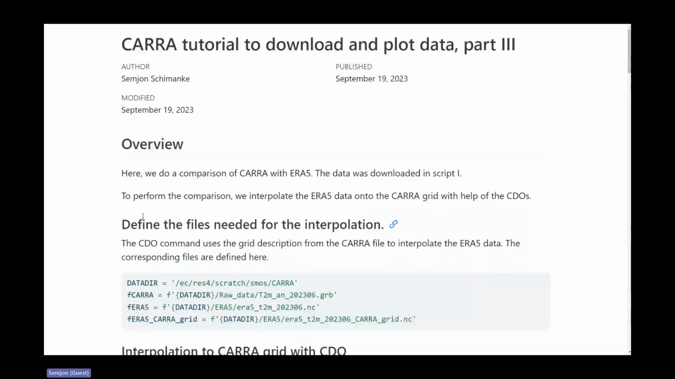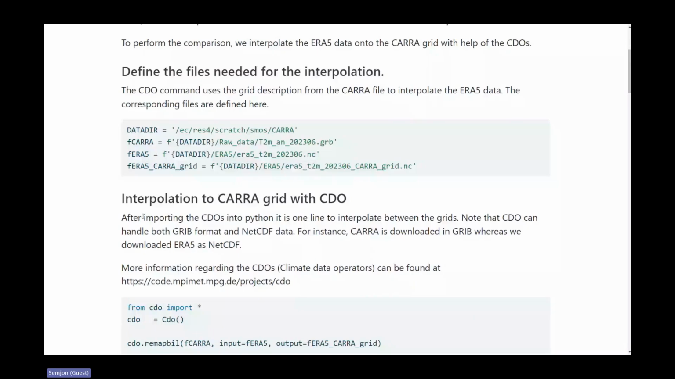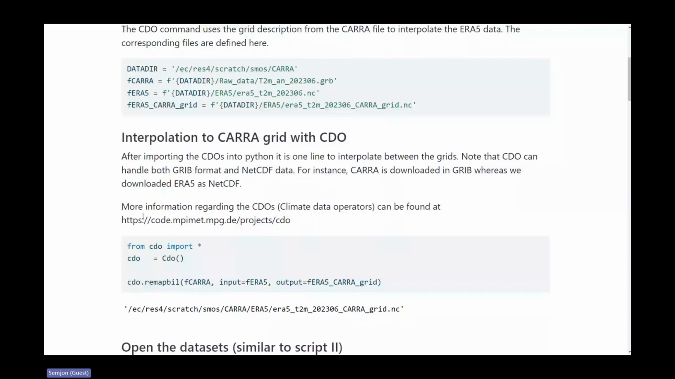And for the interpolation, I'm using the CDOs. That might be interesting for some of you who have not used the CDOs. I can at least mention that I think these are really powerful tools. So CDO stands for Climate Data Operators. There are more than 700 functions at the moment handling netCDF and GRIB data. And here I'm using only one command for the interpolation from ERA5 data onto the CARRA grid.